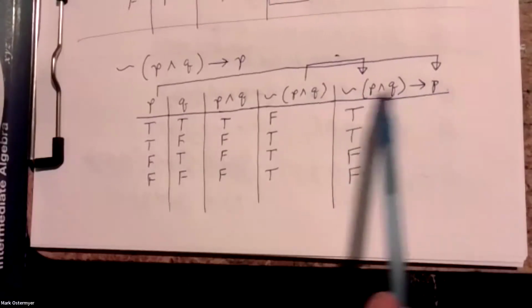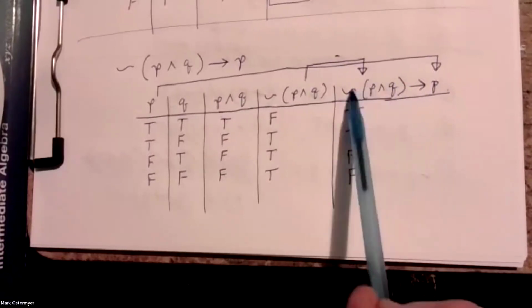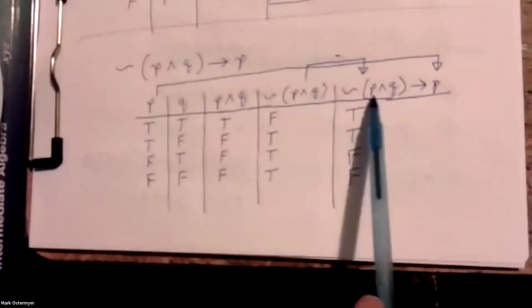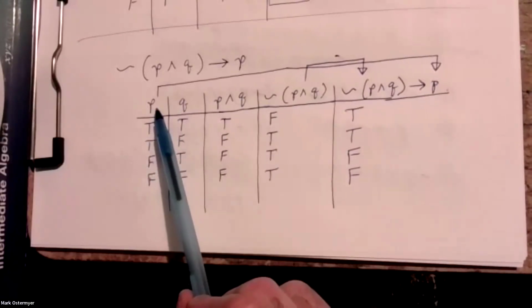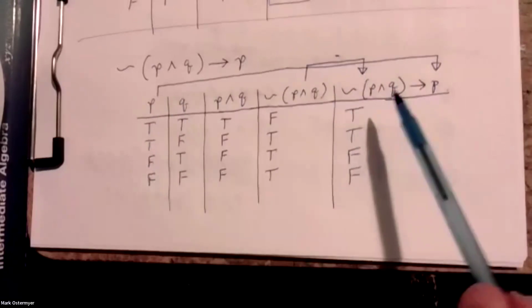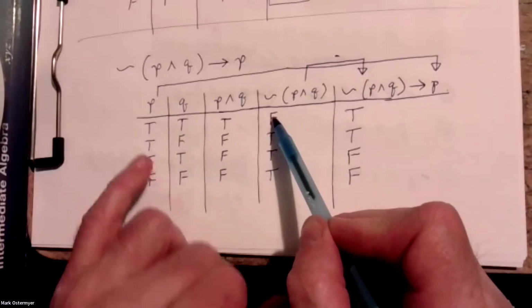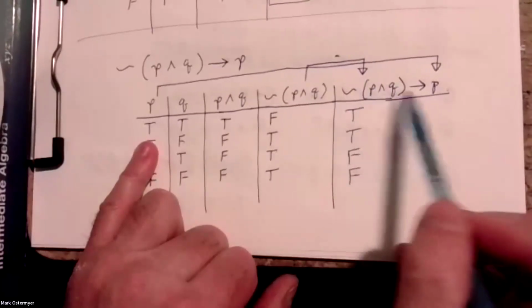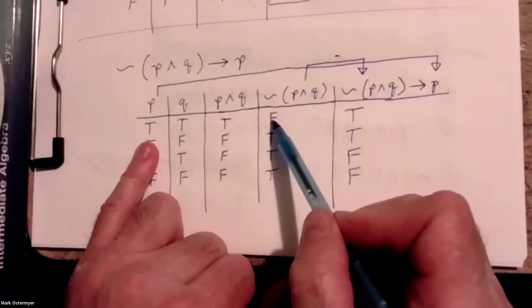Now, what columns do I concern myself with? What is the first statement of the if then? Oh, it's this column, isn't it? Yeah, that's the first statement. The second statement after the word then is the P column way back over here. So we have to read it this way. If false, then true.